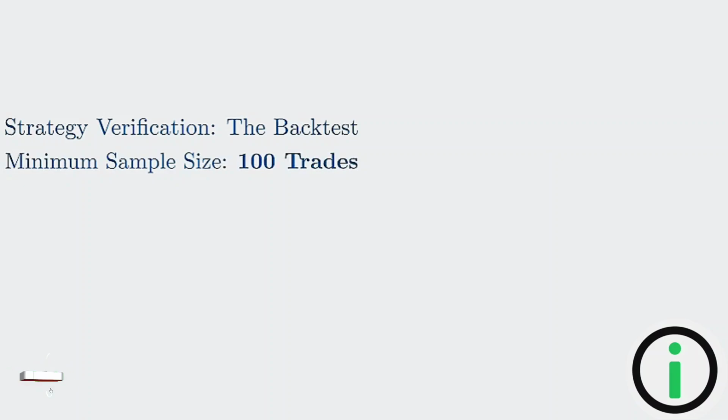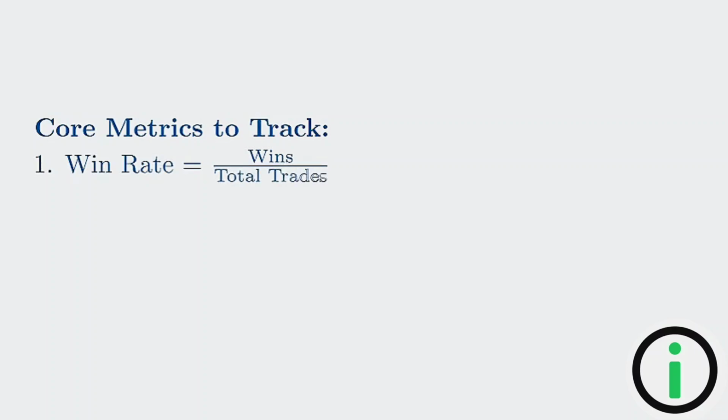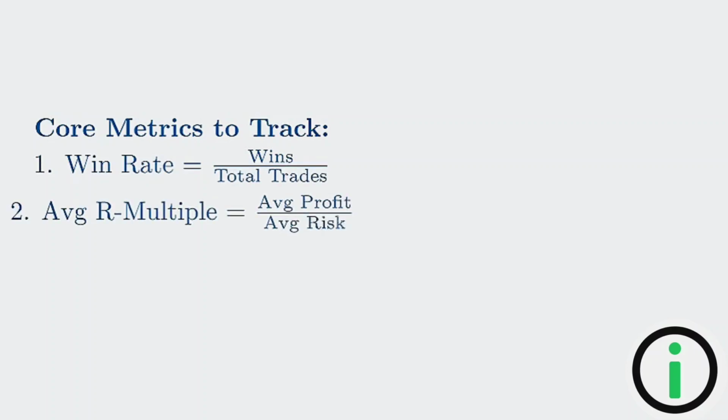A common mistake is testing 10 trades, seeing 8 winners, and thinking you are a genius. This is small sample bias. You need at least 100 trades to see how your strategy handles different market moods or regimes. You need to track specific metrics. First, win rate. Second, average R multiple. Third, expectancy. And fourth, max drawdown.